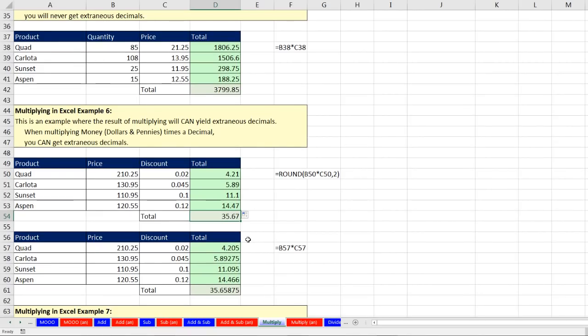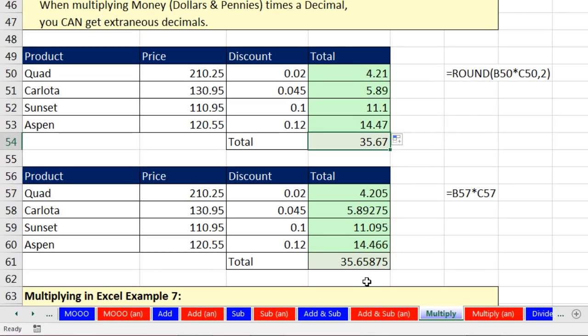If I scroll down here, this is what happens if you don't use round on this same example. Down here, if we were rounding this manually, there's the position to the right, that's 5 or more. So we add 1, and we would get 66 pennies when the correct total is 67.